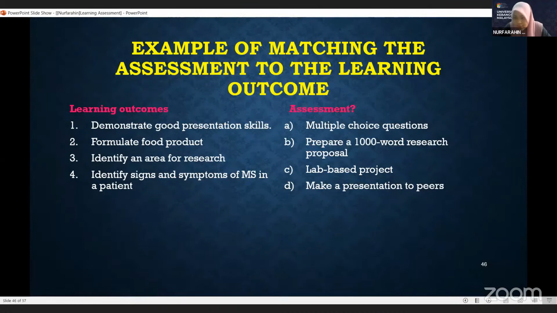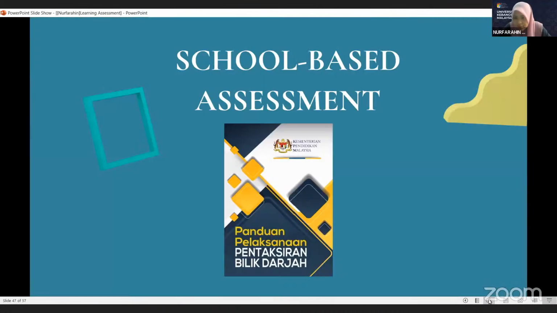All right, next slide. This is a zoom in on the context of primary or elementary education. It is school-based assessment, or in Bahasa Malaysia we say pentaksiran bidang darjah, PBD. In English we call it school-based assessment.